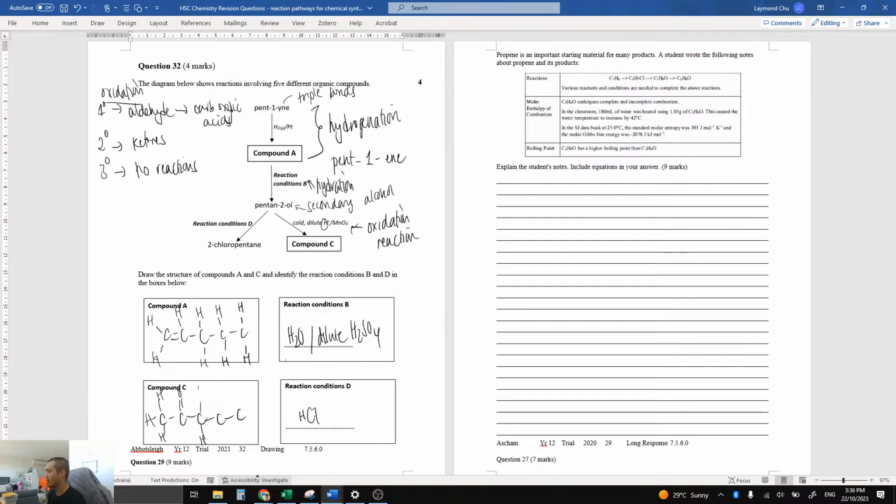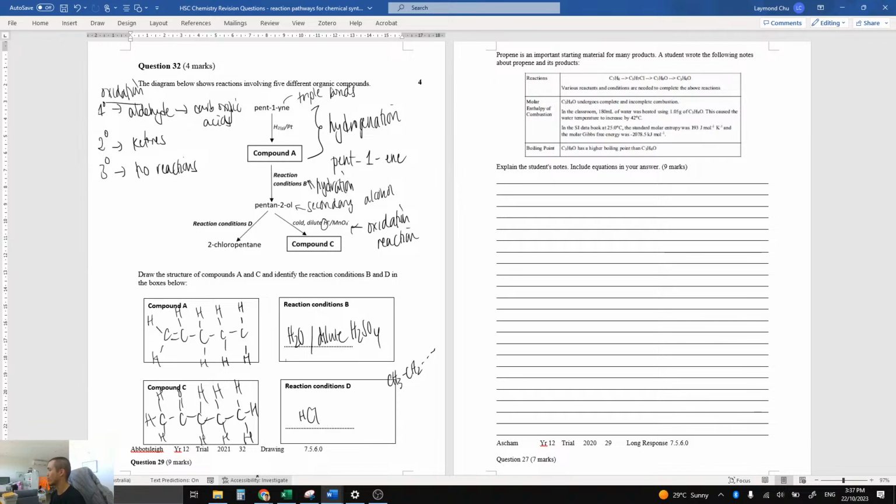One thing that is quite interesting is drawing out the full structure. My hand's going to be really tired by the end of this, but hopefully in your exam you only need to draw a couple of structures, so you don't need to draw all your CH bonds. I have a personal preference of drawing condensed structural formula, which are your CH3, CH2, etc. It's just easier, less lines to write. Okay, so that's question 32.